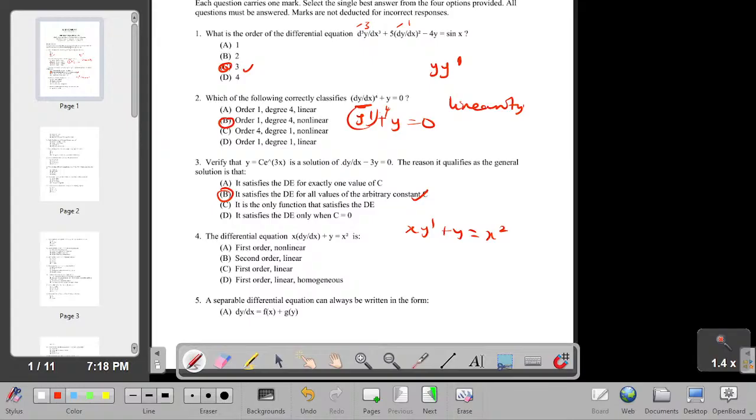Okay. So now you have to test for the few things you have here. First of all, is it first order? Yes, it's first order because we only have the first derivative. We don't have a second derivative. We only have y prime. So it is first order, ticked.